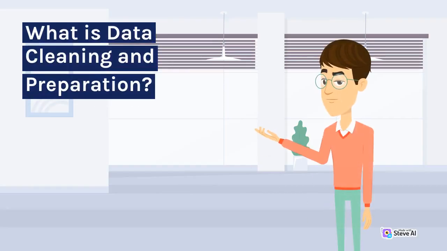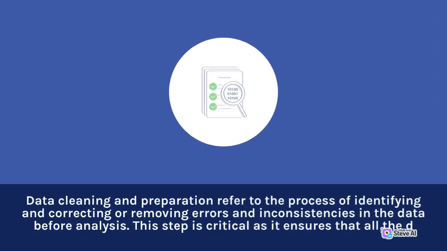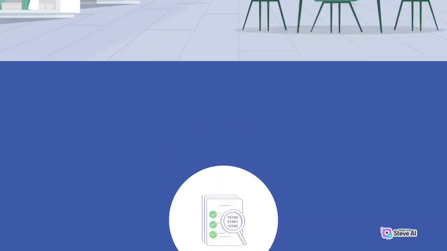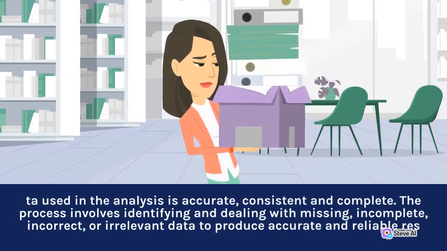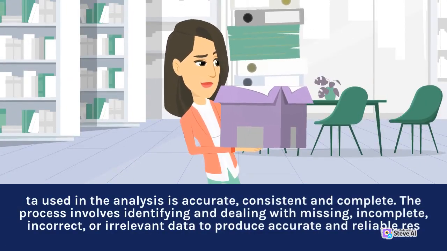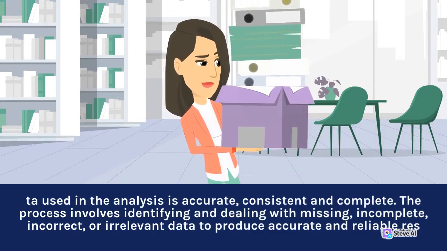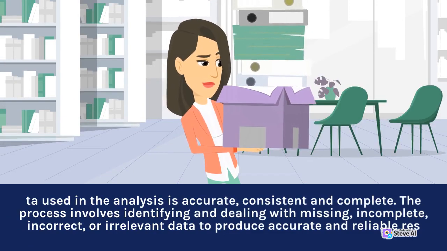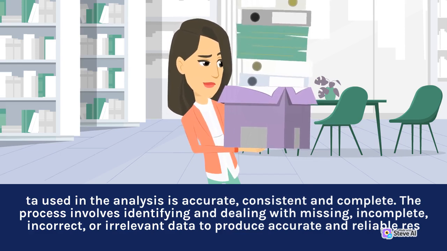What is data cleaning and preparation? Data cleaning and preparation refer to the process of identifying and correcting or removing errors and inconsistencies in the data before analysis. This step is critical as it ensures that all the data used in the analysis is accurate, consistent, and complete. The process involves identifying and dealing with missing, incomplete, incorrect, or irrelevant data to produce accurate and reliable results.